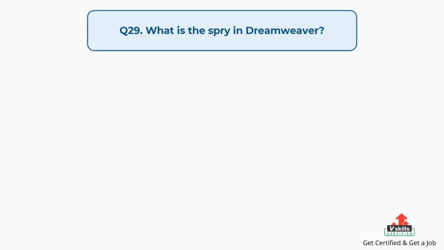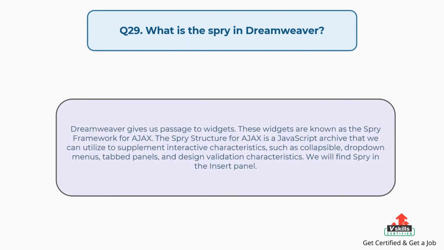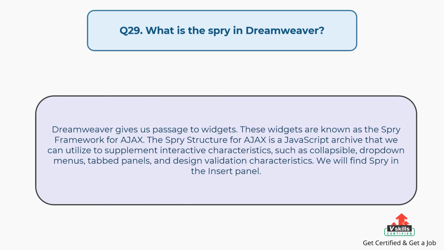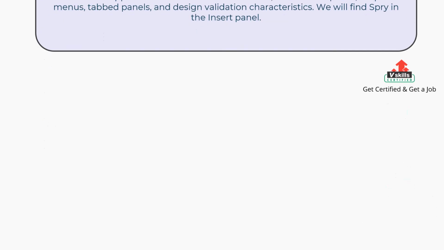Question number 29. What is Spry in Dreamweaver? The answer is, Dreamweaver gives us access to widgets. These widgets are known as the Spry framework for Ajax. The Spry framework for Ajax is a JavaScript library that we can utilize to add interactive features, such as collapsible, drop-down menus, tabbed panels, and form validation features. We will find Spry in the Insert panel.